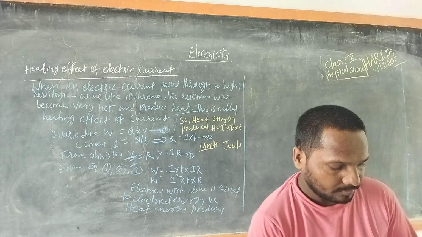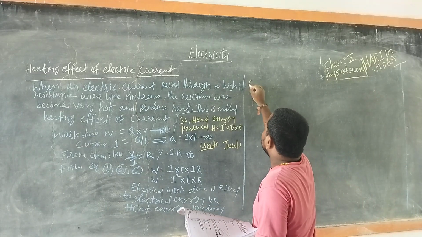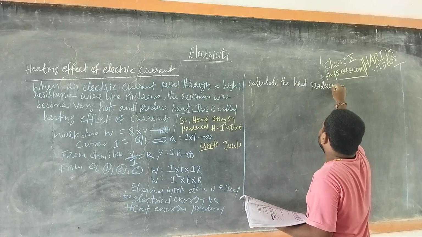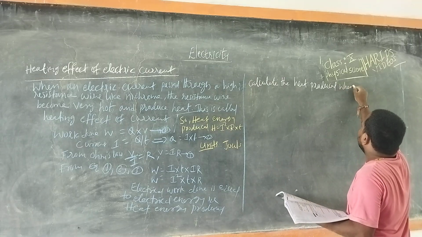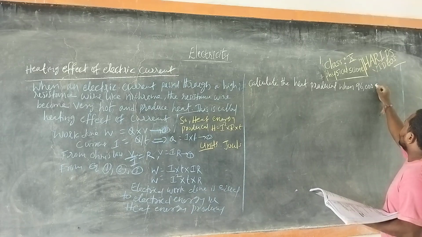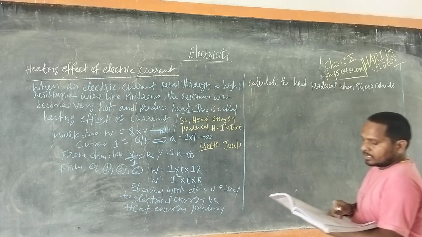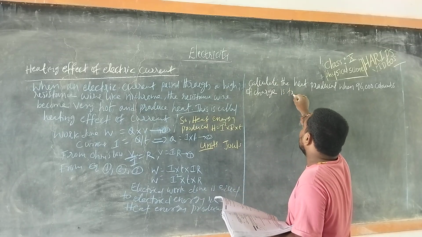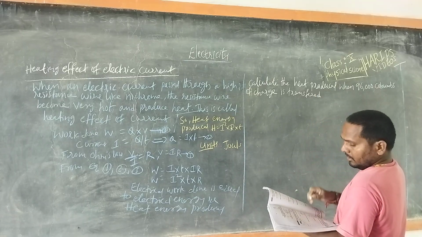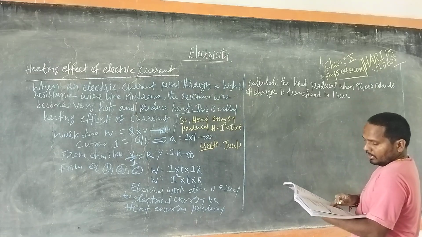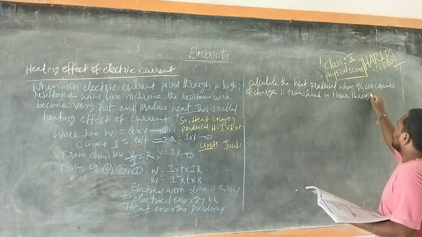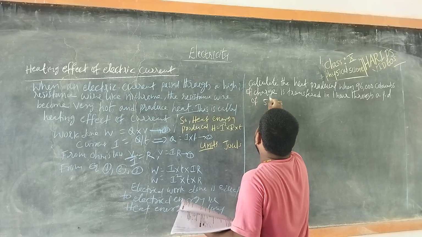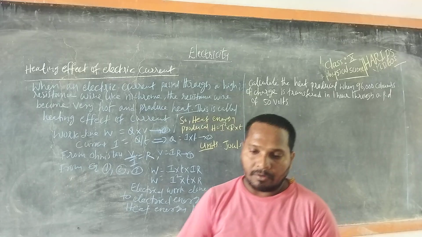Then one problem. Calculate the heat produced when 96,000 coulombs of charge is transferred in 1 hour through a potential difference of 50 volts.